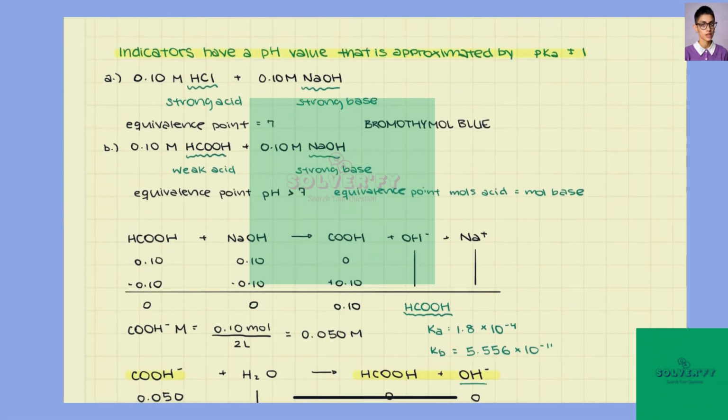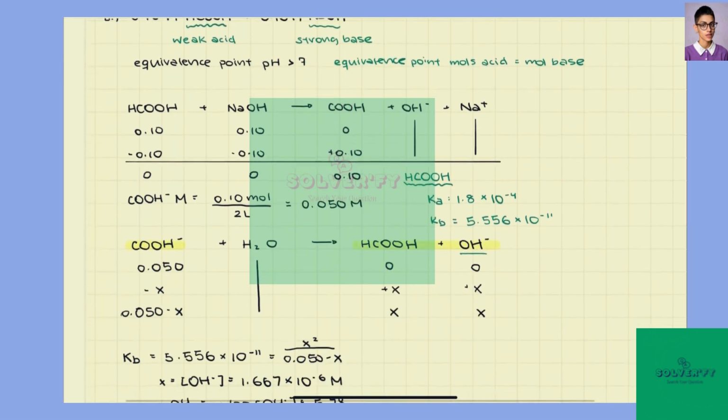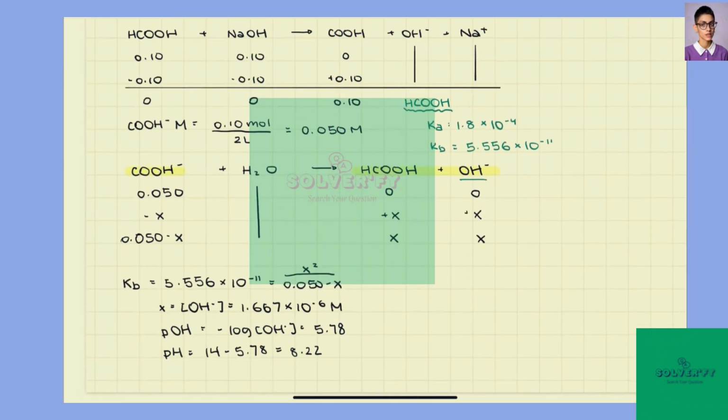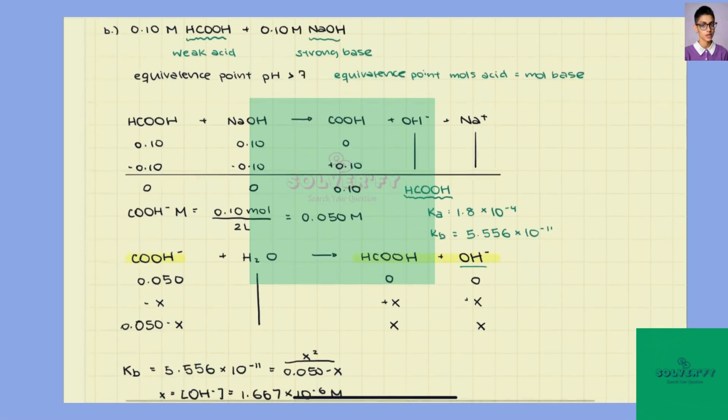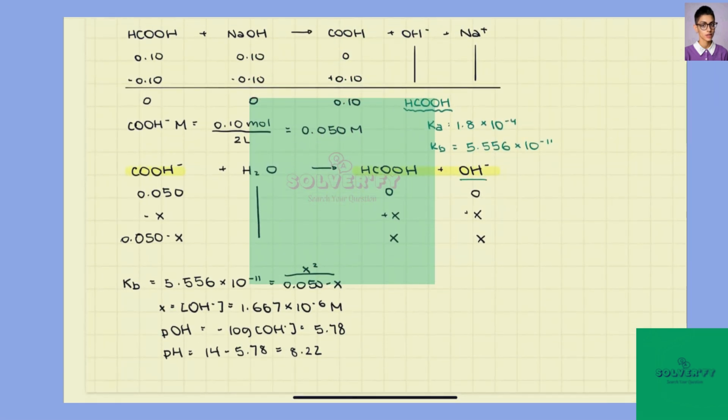Now, we know that indicators have a pH value that is approximated by pKa plus or minus 1, and we can locate our chart or picture in our textbook to find out what our indicators are. In this case, our indicators would be the following two: thymol blue or phenolphthalein.